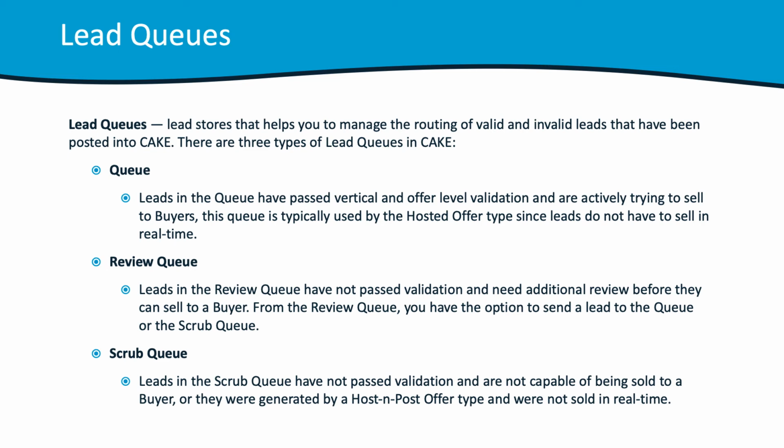So when we first built out our vertical, we chose to place validation on the first name field, if you remember. And one of the validators that I placed was that first name had to be required. And so one of the validation options is, what do you want Cake to do if the lead does not pass the validation? Do you want to send this lead to the review queue, assuming that you are using a hosted offer? Or do you want to send the leads to the scrub queue? Because this lead can't sell.